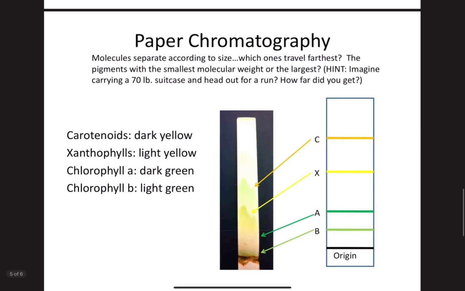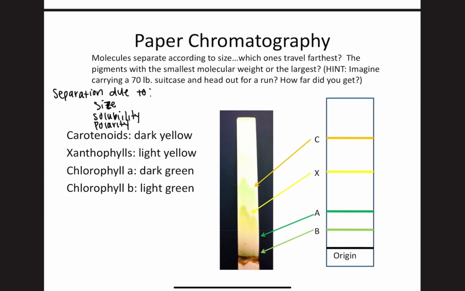So the next thing that we did was paper chromatography. Paper chromatography is going to separate different plant pigments. This technique separates molecules based on their size, solubility, and polarity. So separation due to size, due to solubility, and to polarity.